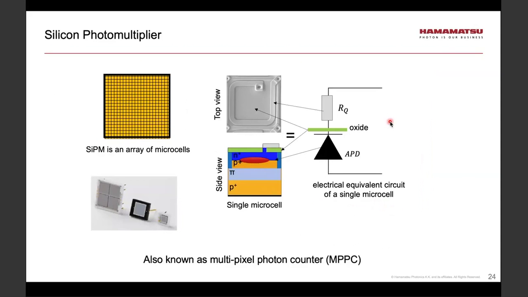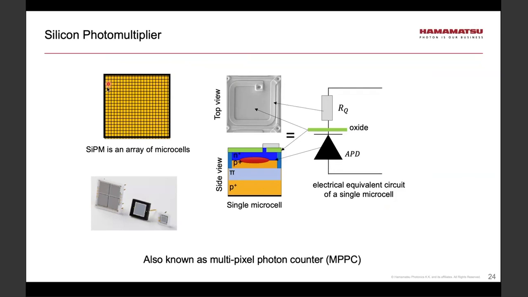So let us now transition and discuss the silicon photomultiplier. On the left-hand side, you see a top view of this device. It consists of microcells, and each microcell is a series combination of an APD operating in Geiger mode and a quench resistor, a resistor necessary to quench the avalanche that arises in a single microcell.